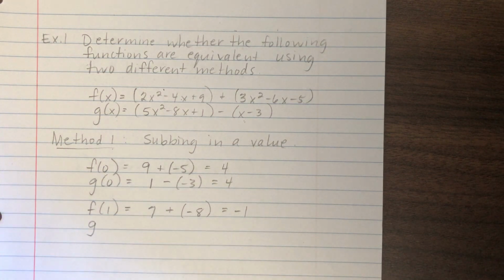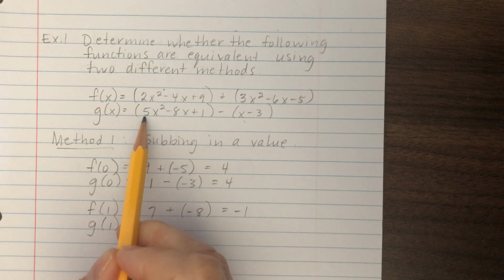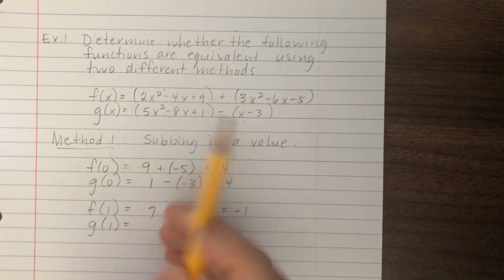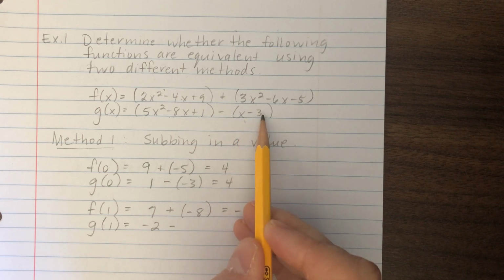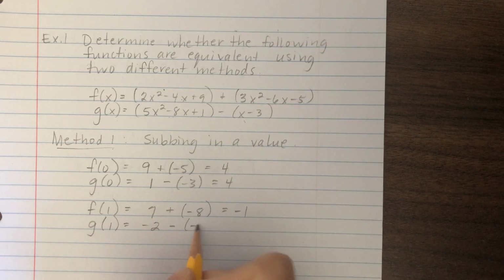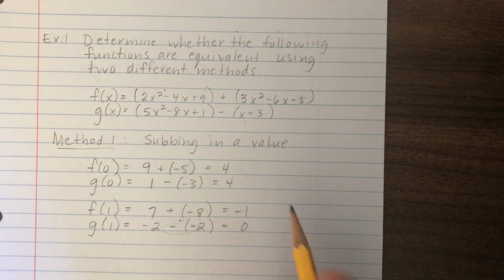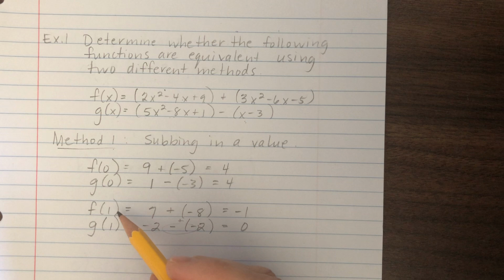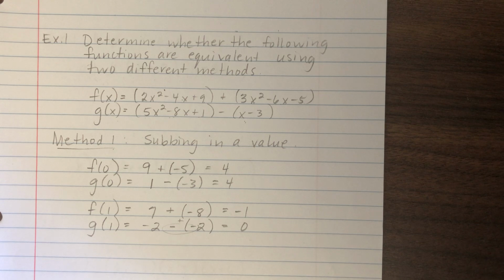Let's see what g at x would equal at an x value of 1. I end up with 5 minus 8, which is -3, plus another 1, which is -2. And from that, I'm going to subtract 1 minus 3, which is -2. So -2 plus, essentially, 2 would give me 0. So at an x coordinate of 1, they're not equal. So these are not equivalent functions because they give us different answers for an x value of 1. So 0, 4 must have been a point where they intersected.